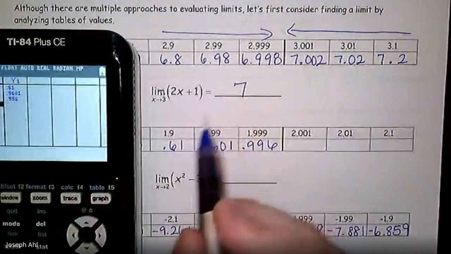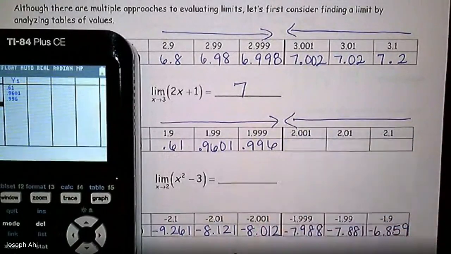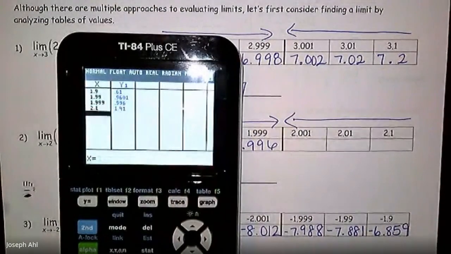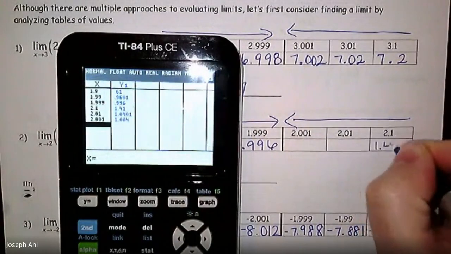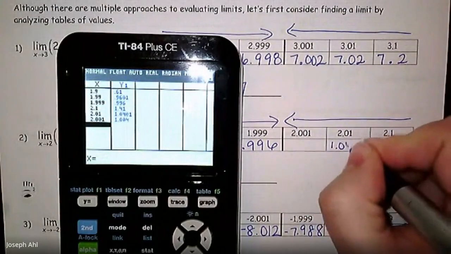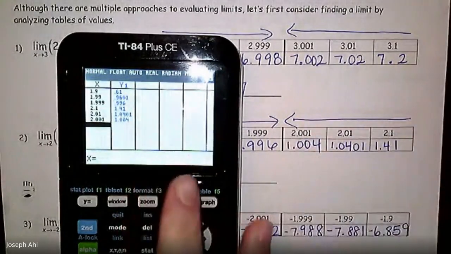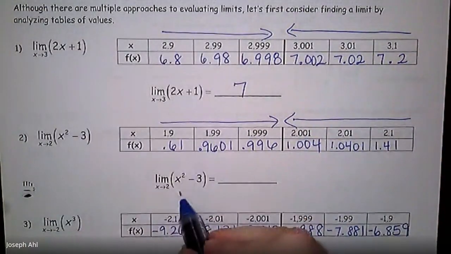As I approach 2 from the right-hand side, so again, coming in this way now, getting closer to 2, I'm going to start at the far end of the table and type in 2.1, 2.01, and 2.001, and we'll see that we get 1.41, 1.0401, and finally 1.004.